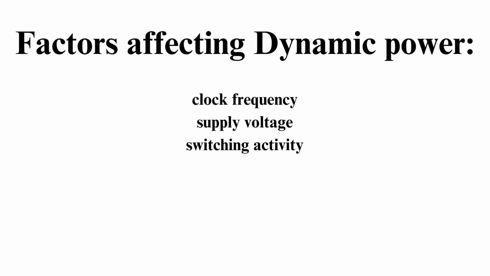The next one is supply voltage. Already I told the supply voltage is squared in the equation. Higher supply voltages result in higher dynamic power due to the quadratic relationship in the power equation. The next one is switching activity. Frequent switching transitions consume more dynamic power.